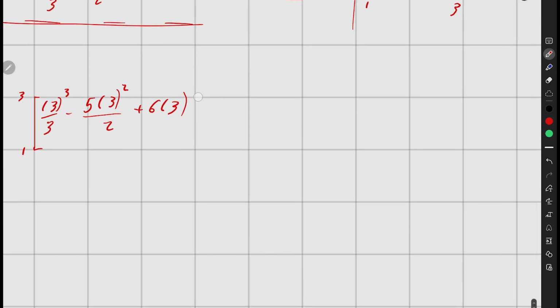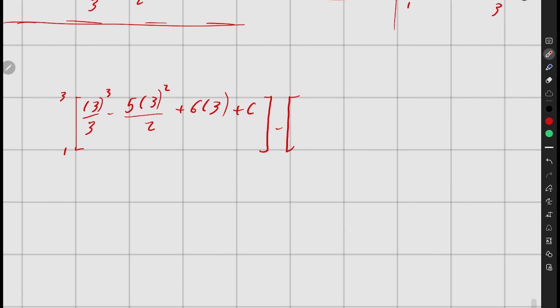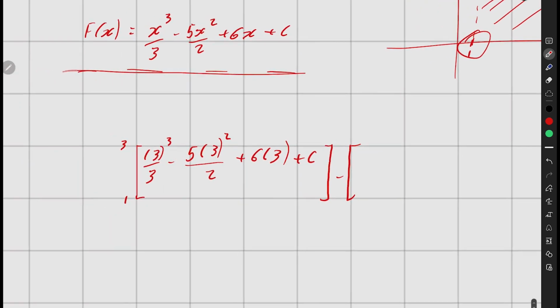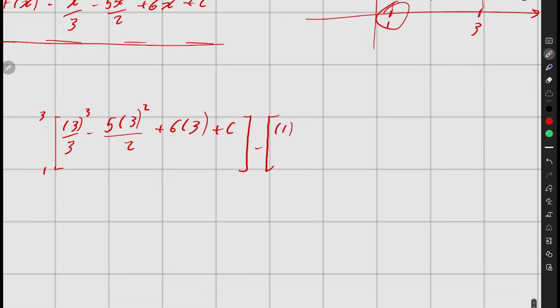And you don't write the c in here because you can if you want to, and I'll show you why you don't need to. Then we're going to take away the same function, but we're substituting our lower bound in. So we're substituting 1 now into the same equation. So that's going to be 1 cubed, it's just 1, but I'll write it all in there anyway. Minus 5 times 1 squared divided by 2 plus 6 times 1 plus c.